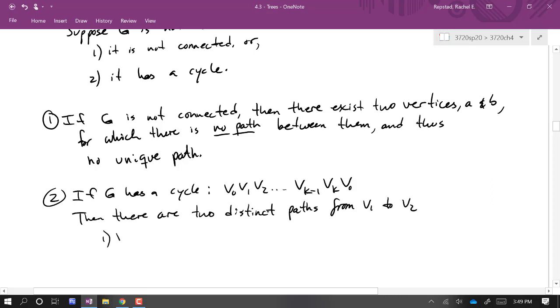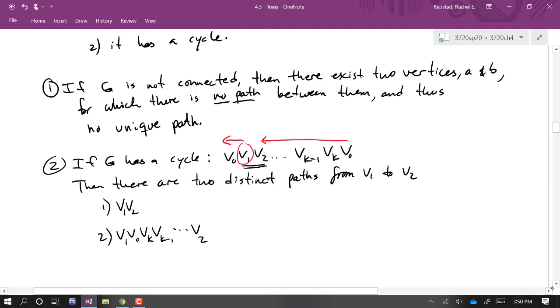One path is just going from V1 straight to V2, right, in that direction. The other path is if I start at V1, but then I go backwards. So this would look like V1, V0, Vk, Vk minus 1, back down to V2. So that means that there's no unique simple path from V1 to V2.